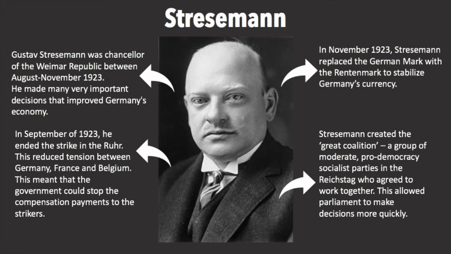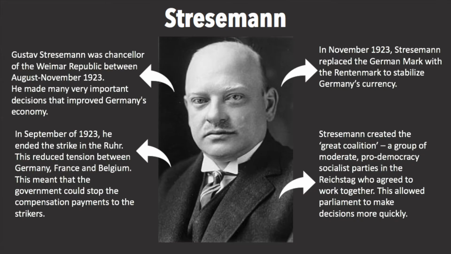Gustav Stresemann was Chancellor of the Weimar Republic between August and November of 1923. He made many very important decisions that improved Germany's economy. In September of 1923, he ended the strike in the Ruhr, which reduced tension between Germany, France and Belgium. This meant that the government could stop paying the compensation payments to the strikers. In November of 1923, Stresemann replaced the German mark with the Rentenmark to stabilise Germany's currency.